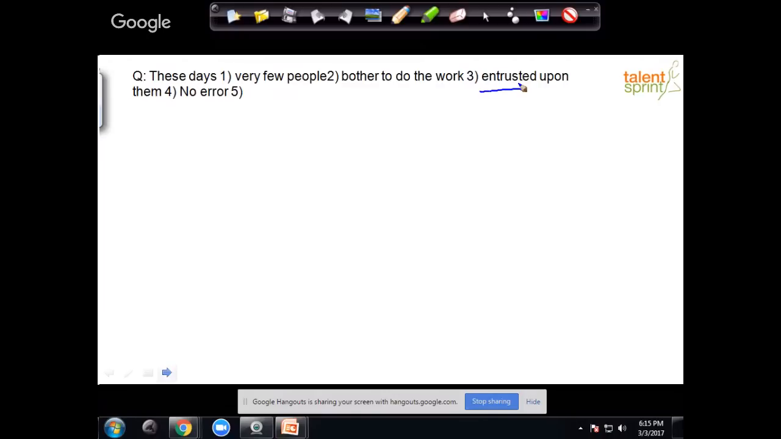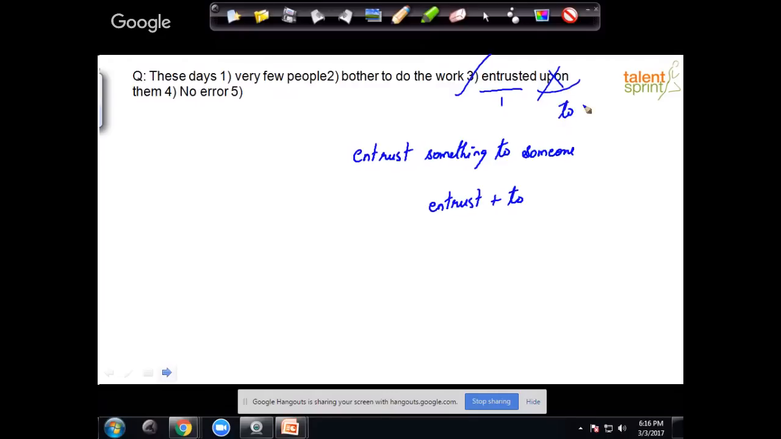The error is in option 3. You don't say entrusted upon, you always entrust. Entrust means what? To give as a responsibility, right? So some responsibility is given to this person. So you always entrust something to someone, which means the right preposition that should follow is entrust plus to. So the error is in part 3. You delete upon and you add to.